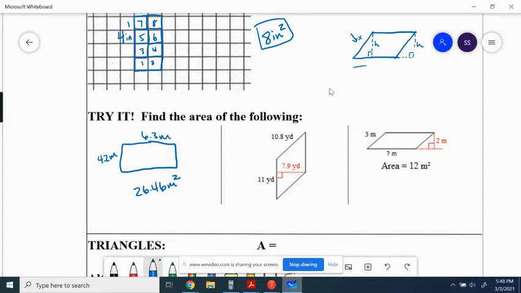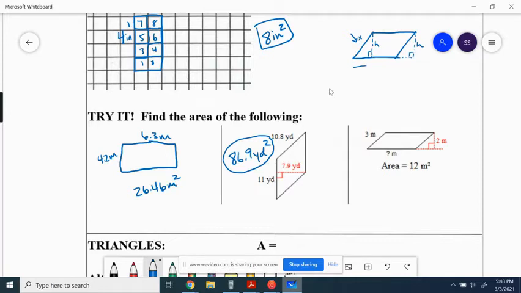This is an example of what I was just talking about up here. This value here is not our height. This one here is. So that's really all you have to recognize with this one. We're going to do 11 times 7.9 and we get 86.9 yards squared. Again, very important that you write squared, otherwise the answer is not correct.